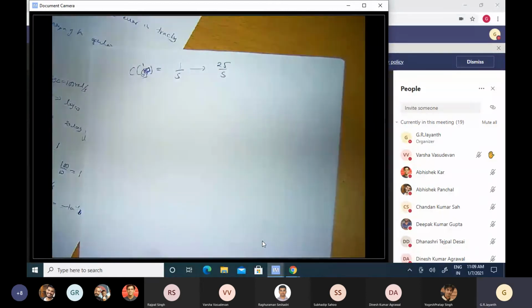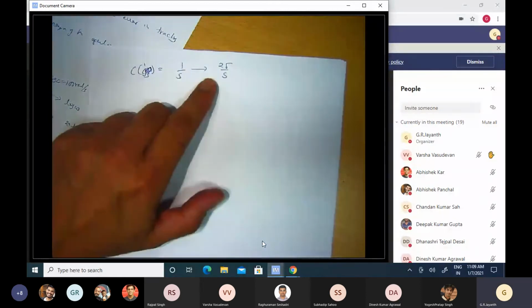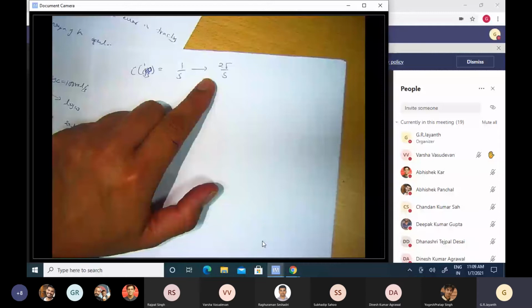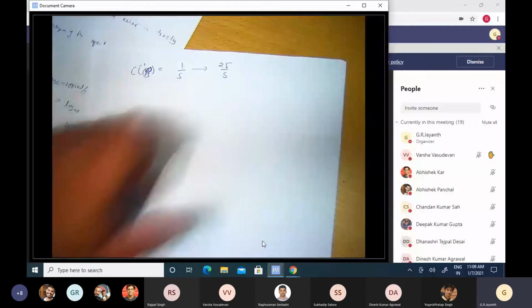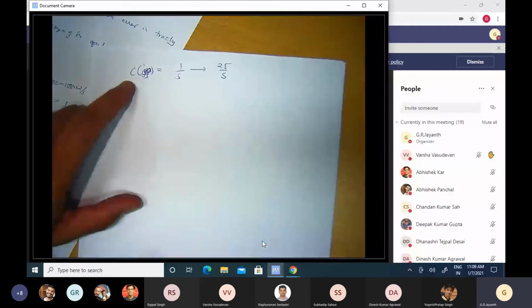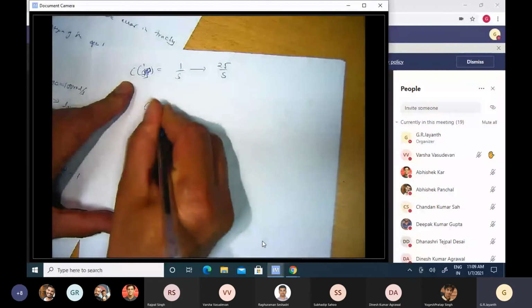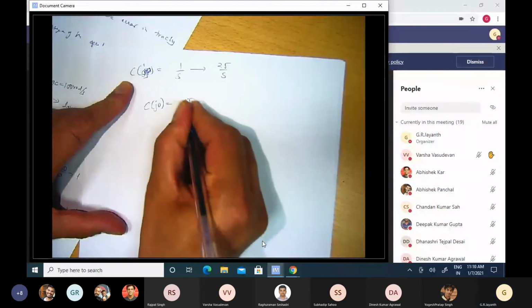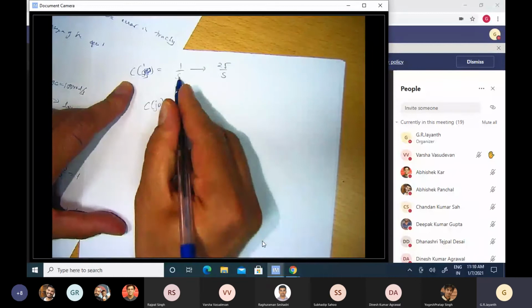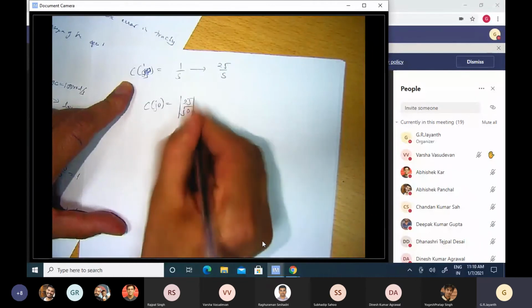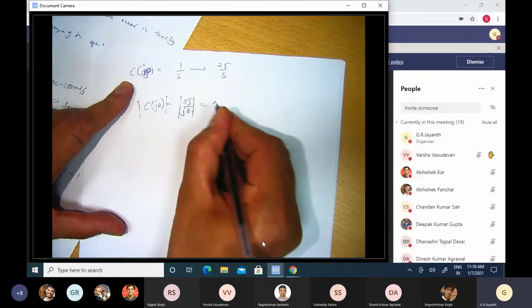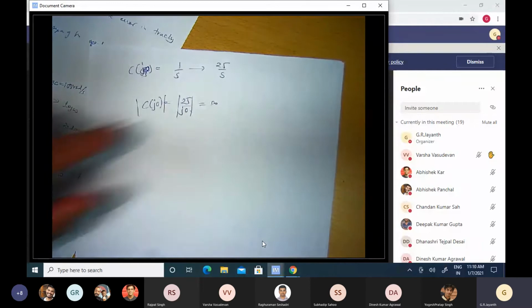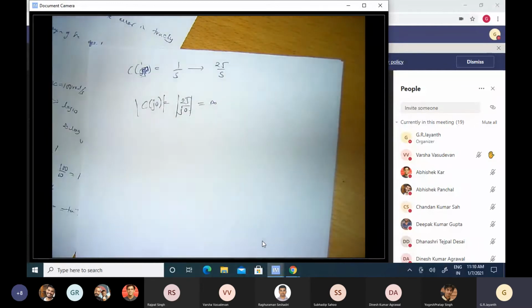Does this hopefully address both our performance specifications? Let us check. For omega equal to 0, C of j0 is equal to 25 by j0, instead of 1 by j0 that it was earlier, and the magnitude of that is still infinity. So this new controller still satisfies our first specification of tracking steady references perfectly.